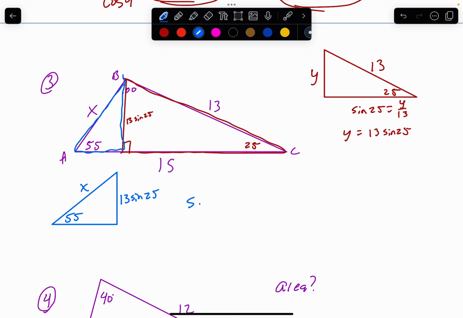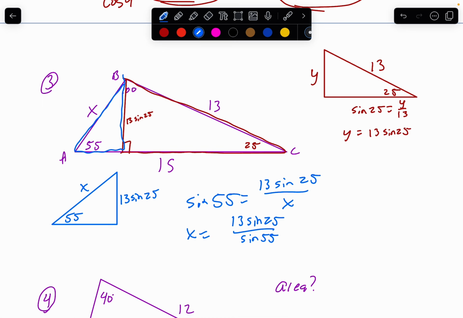So over here we have the sine of 55 equals opposite, which is 13 sine 25 over adjacent, which is y. If y is down low, they switch places, you know. So that would be 13 sine 25 over the sine of 55. So I'm going to type that into my calculator, 13 sine 25 over the sine of 55, and I get 6.707. So that's the first time I should type it in right there. Don't type anything in before that. Make sure that you've got that on lockdown, my friends.